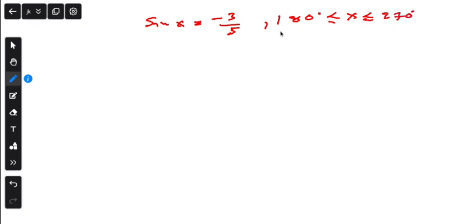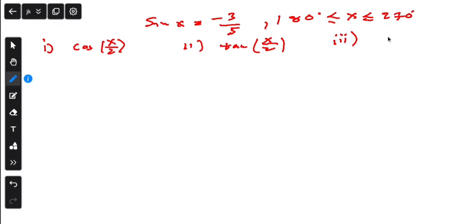degrees. Then you have been told to find the exact value of the first one, which is cos of x divided by 2. The second one is tan of x divided by 2. Additionally, let me also add this one here: secant of x divided by 2. This one you're going to try on your own. Okay, so let's start with this one here.